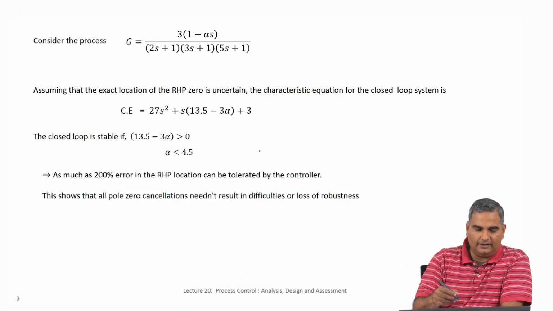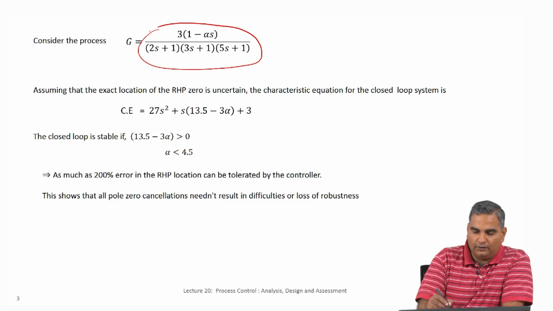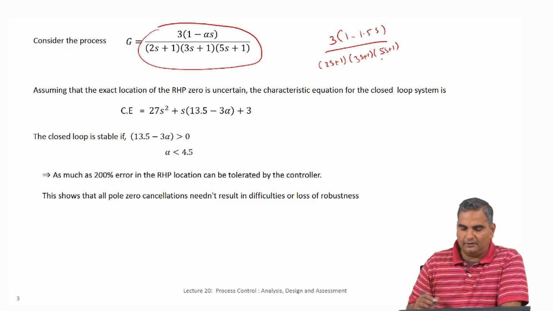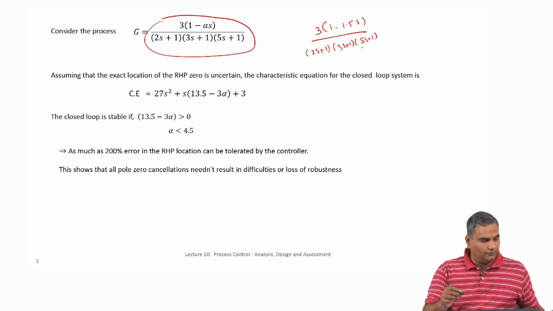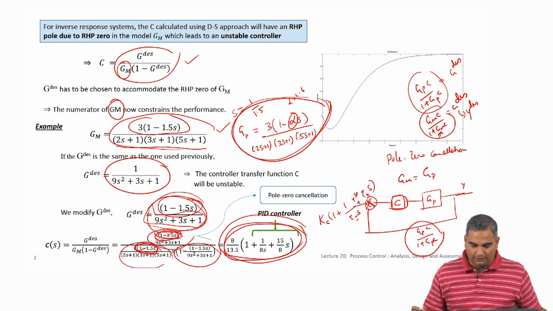But let us look at this right here and then the process, which is this, but let us assume we had used a model to design the controller, which is 1 minus 1.5 s divided by 2 s plus 1, 3 s plus 1 and 5 s plus 1. Let us say this is a model that is used to design the controller. So, if I use this model to design the controller, I already know the controller form, which is basically 8 by 13.5 times 1 plus 1 over 8 s plus 15 by 5 or 15 by 8 times s.